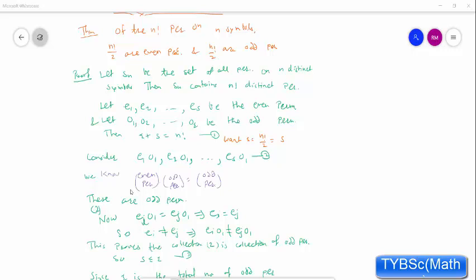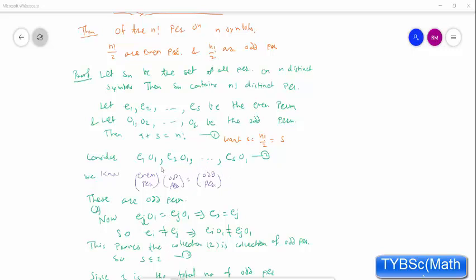So all these are nothing but, in equation 2, the collection of odd permutations. So this will be a subset of O1, O2, and so on, up to OR. Since it is a subset, we can definitely say S is less than or equal to R.